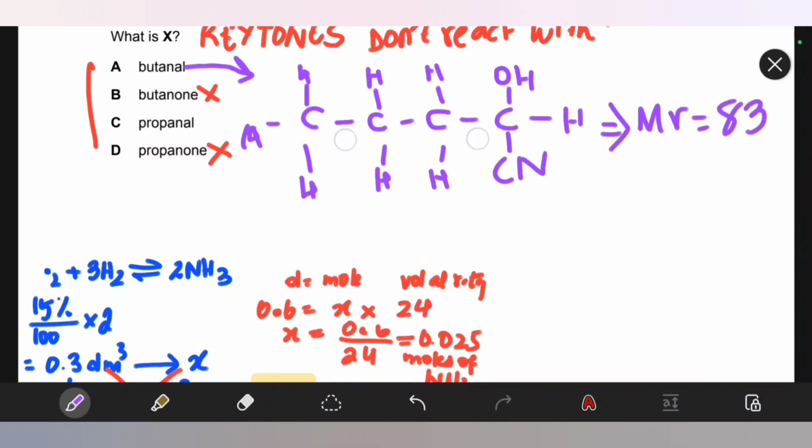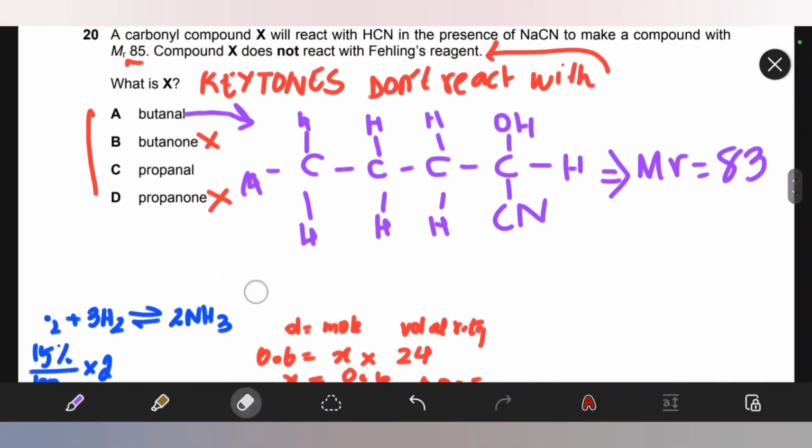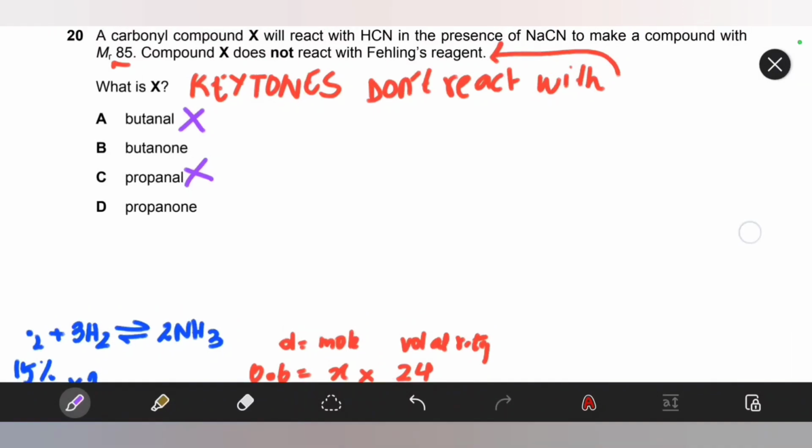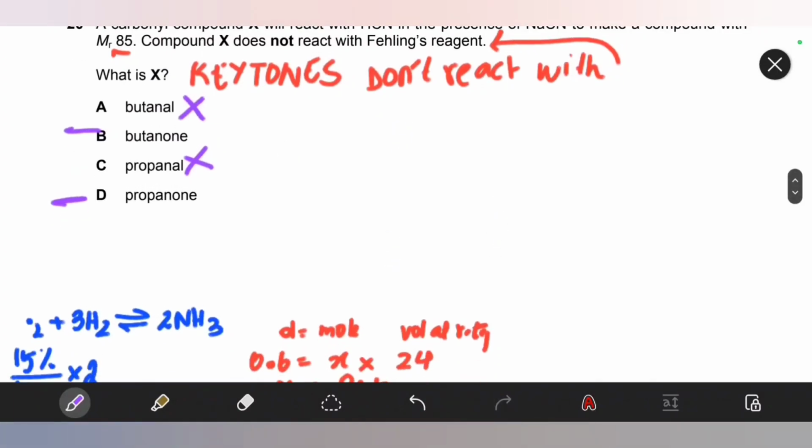Oh, I made a mistake. I cancelled out ketones instead of aldehydes. Sorry. So only butanal and propanal will be cancelled out, not butanone and propanone. Butanone and propanone are ketones. So the answer could only be from B or D, since they are ketones, and ketones don't react with Fehling's reagent, and that is mentioned in the question. So my mistake. So let's find out the product for these.